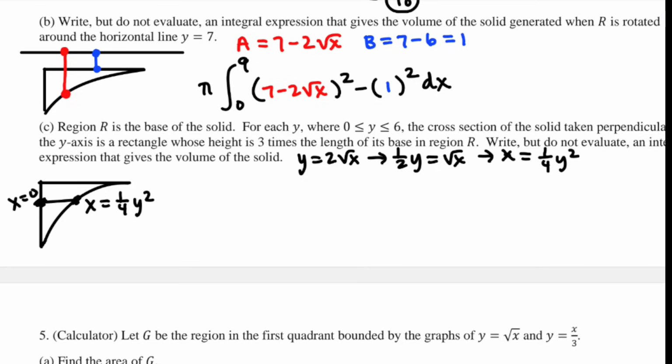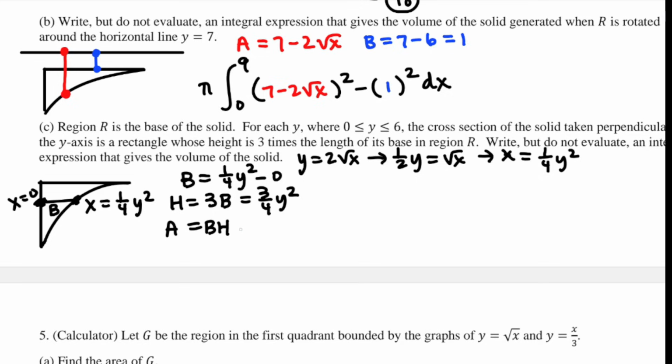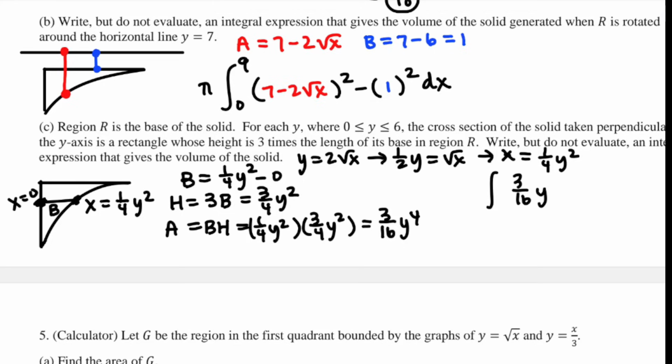Okay, so the base of the rectangle is right minus left. Base equals 1/4 y squared minus 0. Height is equal to 3 times the base, which is going to be 3/4 of y squared. Area equaling base times height, because it's a rectangle, is going to be 1/4 y squared multiplied by 3/4 y squared, which is 3 over 16 y to the 4. And so that's what I'm going to integrate as y goes from 0 to 6.